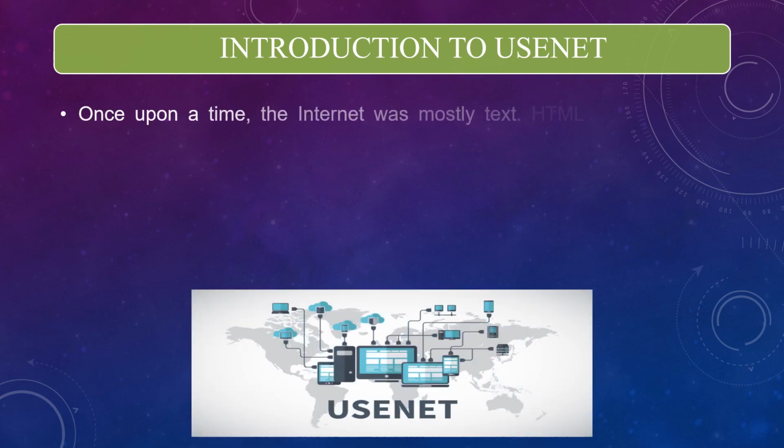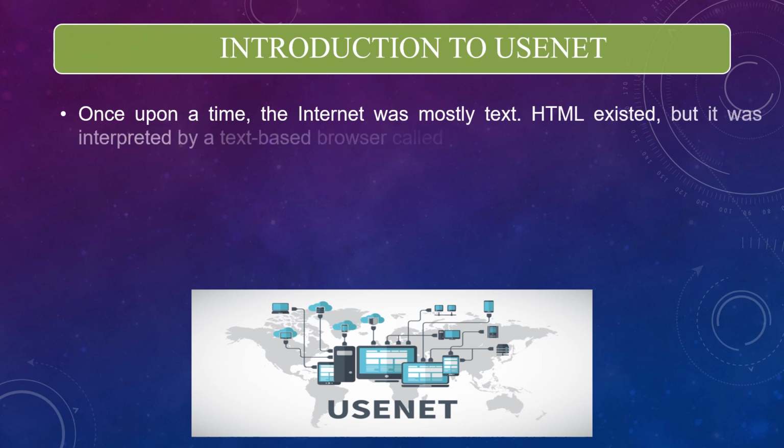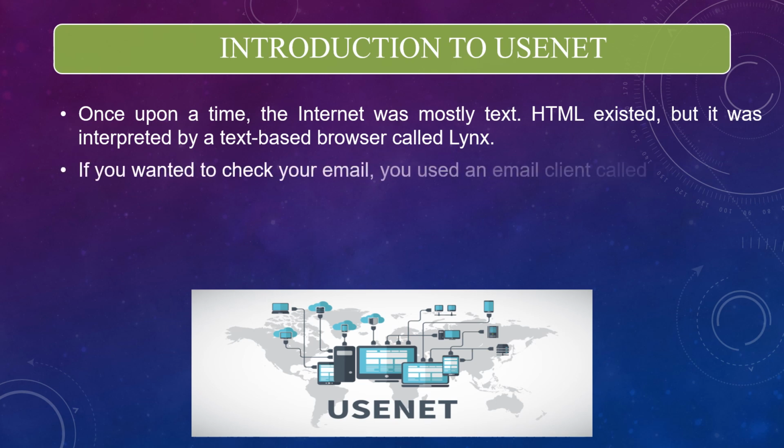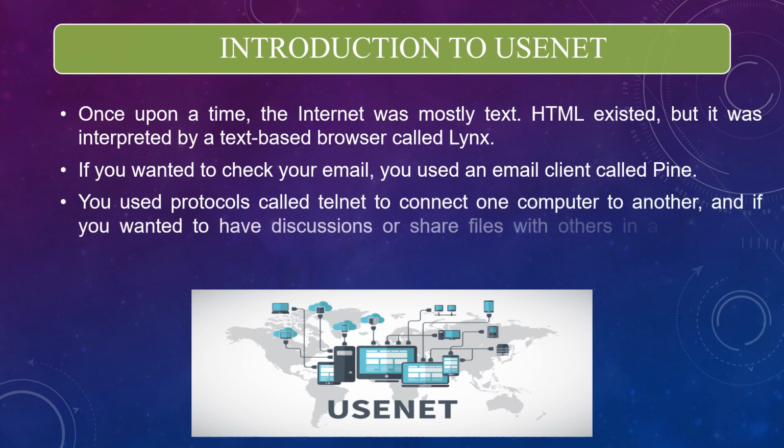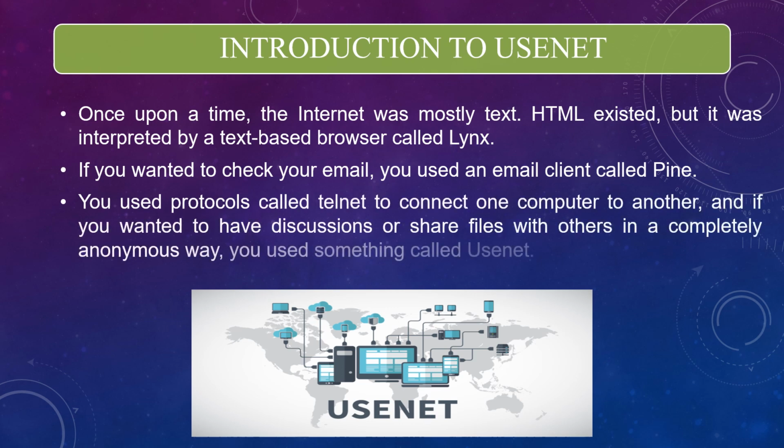Once upon a time, the internet was mostly text. HTML existed, but it was interpreted by a text-based browser called Links. If you wanted to check your email, you used an email client called Pine. You used protocols called Telnet to connect one computer to another, and if you wanted to have discussions or share files with others in a completely anonymous way, you used something called Usenet.